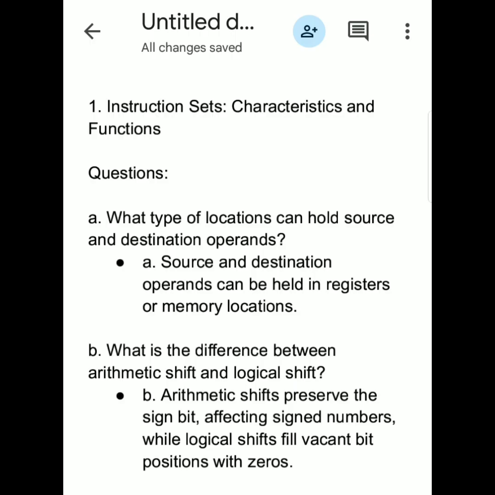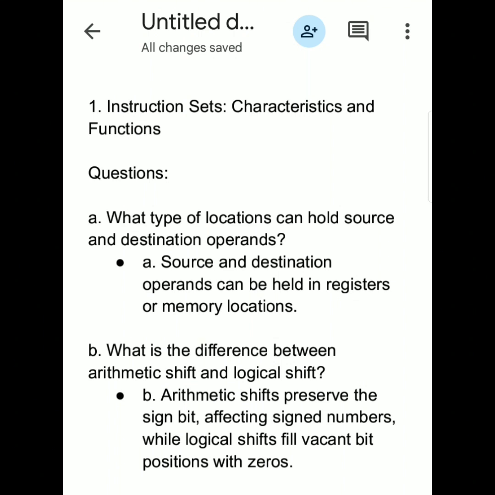Let's get started. So first is the instruction sets, characteristics, and functions. The first question is: what type of locations can hold source and destination operands? Source and destination operands can be held in registers or memory locations.